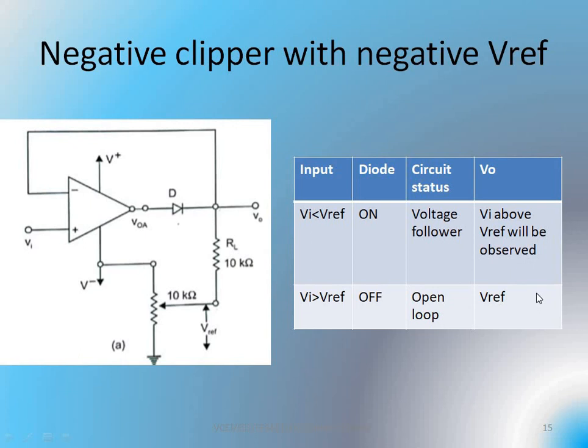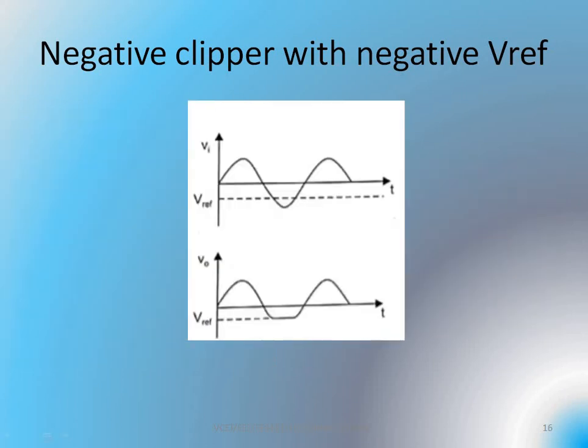So there, above the reference value was removed, here below the reference value it will be removed. So you can get a clear picture by looking into this waveform. So this is the reference line. We have taken a negative reference. So here above the reference line alone it will be processed, below the reference line it will be removed.